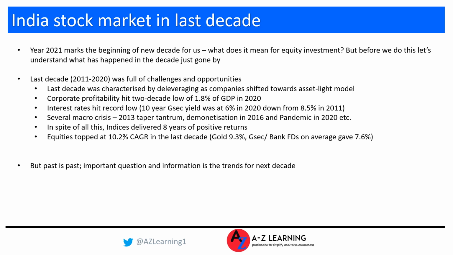But past is past. The important question right now is what is the trend for the next 10 years, so that you can make your portfolio immune to any surprises. You can structure your investment in a way so that you're more on the right side, more on the good things for the next 10 years than on the things that will bring your performance, bring your return down.